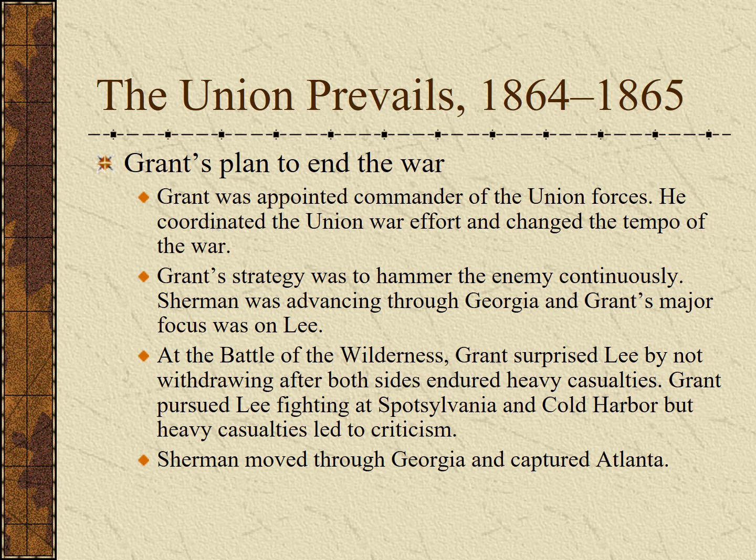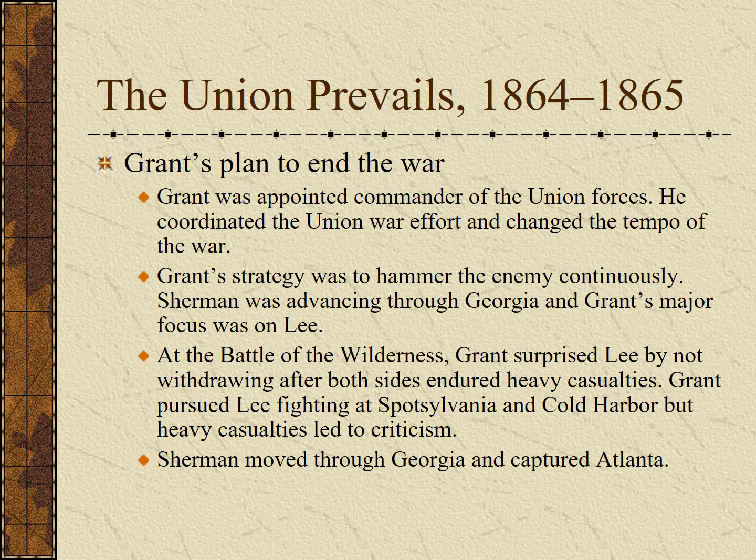So, Grant's plan to end the war. Ulysses S. Grant was appointed commander of the Union forces, finally one who's going to be successful. He coordinated a war effort that changed the tempo of the war, and this was his strategy, to hammer the enemy continuously. Remember, they're low on supplies already, so it doesn't even matter if we win or lose. If we just fight them as often as we can, they're going to run out of supplies and they're going to have to surrender, and they're going to run out of manpower too. So that was his strategy.